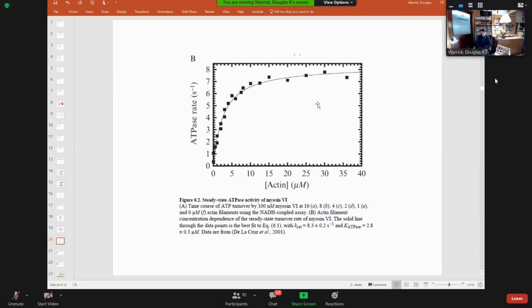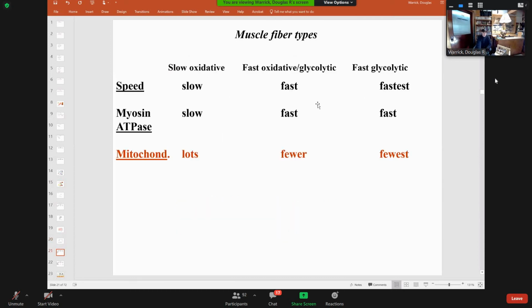There's an actual data, I guess, of steady state ATPase activity interacting with actin. But anyway, you get the idea.